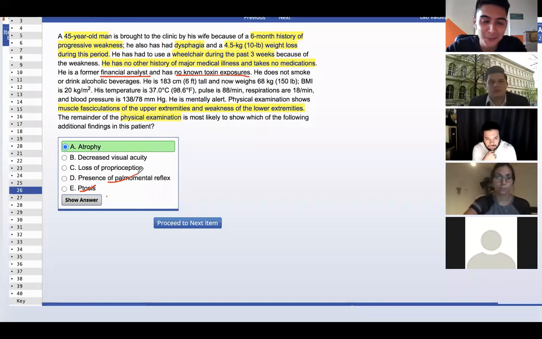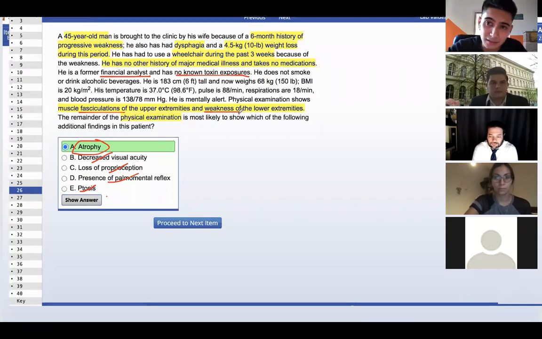If you know it, you can put it into the comments. Loss of proprioception is quite interesting because is it going to be a sensory sign? And sensory signs are usually absent in ALS. So we can take that out. And decreased visual acuity, we can take that out too. So the most specific sign for ALS is probably atrophy. The patient also has fasciculation, which is also a typical lower motor neuron sign. He has weakness, which is also a classical lower motor neuron sign.